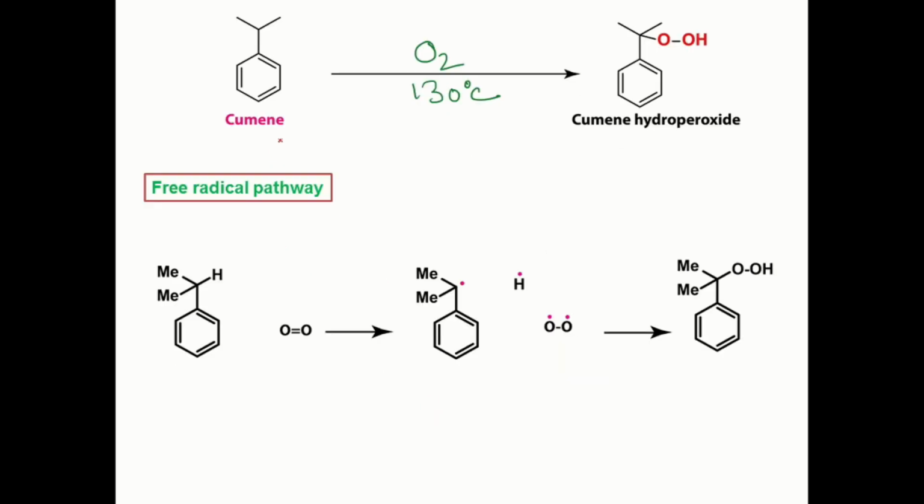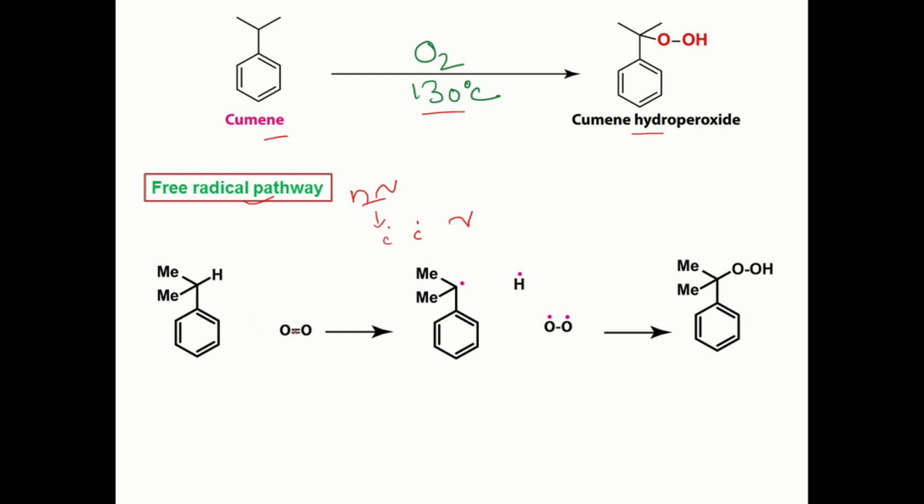Next we have to check the mechanism for the formation of cumene hydroperoxide from cumene in the presence of oxygen at 130 degrees centigrade temperature. This reaction follows the free radical pathway. First of all, we want to know how a free radical is formed. A free radical is formed by the homolytic cleavage of a covalent bond. A radical is a single electron species, and its movement is expressed by a fishhook arrow.